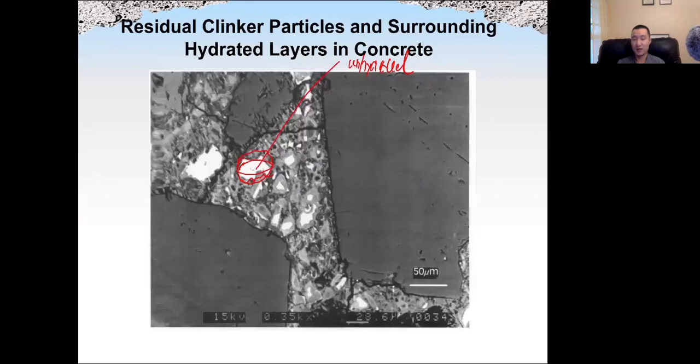Okay, so yeah, that's the short introduction of the scanning electron microscope. And that's the end of this lecture.